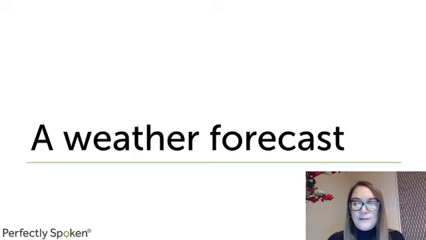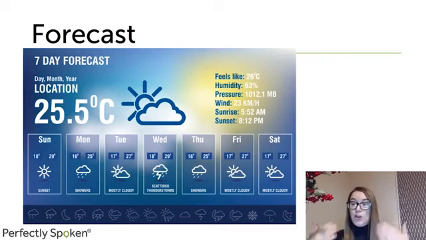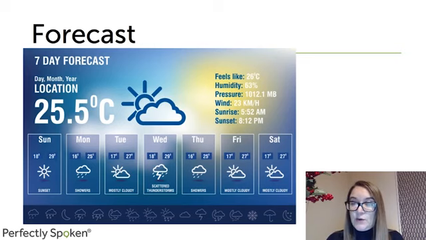Okay, let's move on and have a look at a weather forecast together. Okay, so when we say forecast, we mean looking to the future, predicting what's going to happen. So have a look at this slide, which shows a 7-day forecast for an unnamed location. I'm going to ask you 5 questions about this slide. So note down your answers and then we will check together.